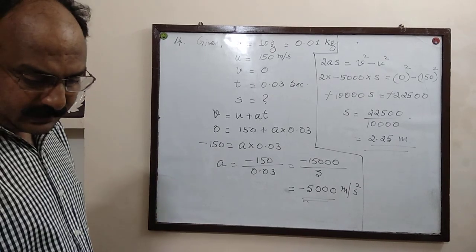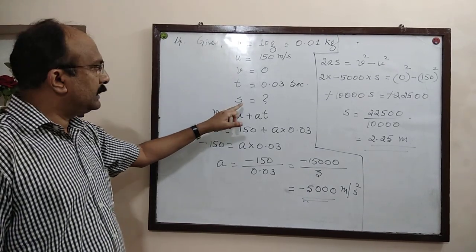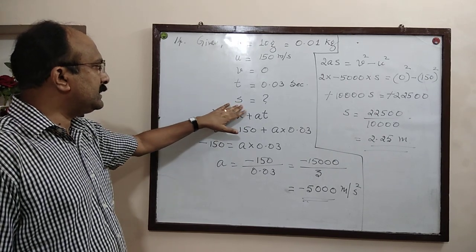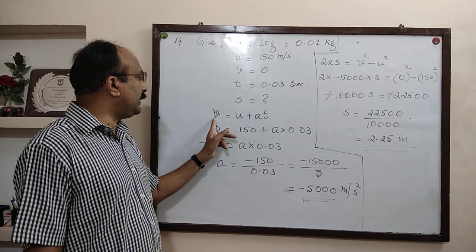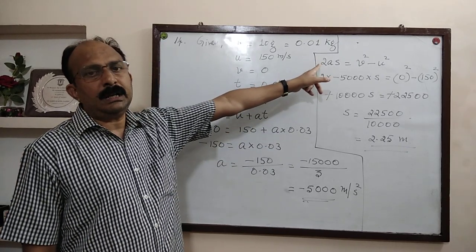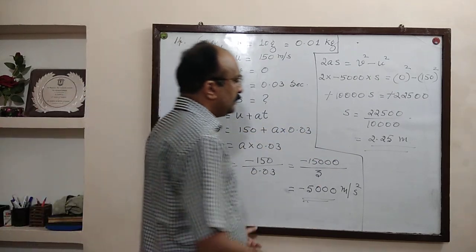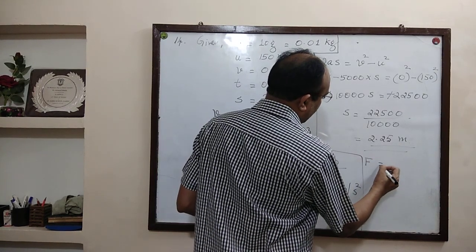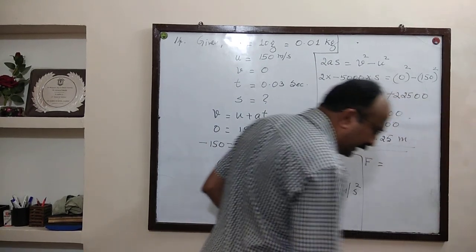Once again look at the board. What are the things used by us? These are given. And two things are asked, S and F. So, in order to find S, we have two equations, but in both the equations we need A. So first of all, by using first equation of motion, we have calculated A. Then we have used third equation of motion to find S. So this is distance of penetration. Now the second part is F. We are also asked F. Also calculate the magnitude of force exerted by the wooden block.